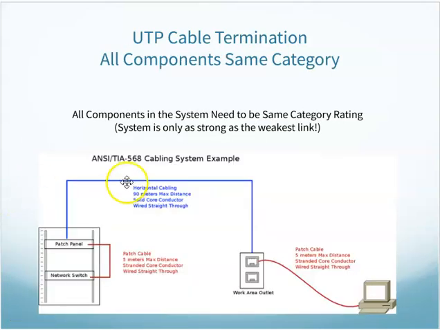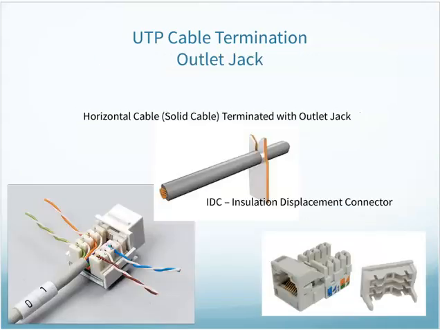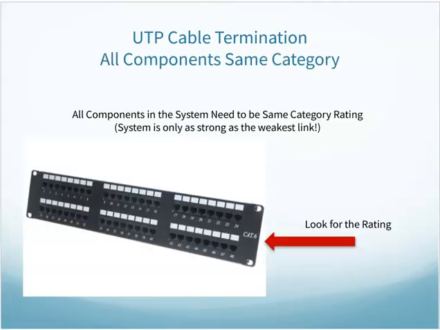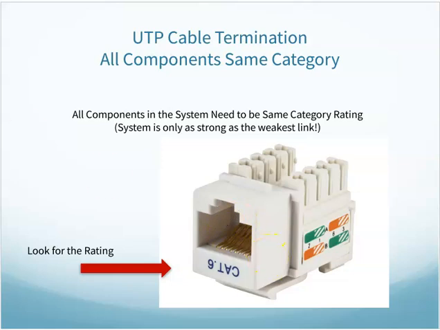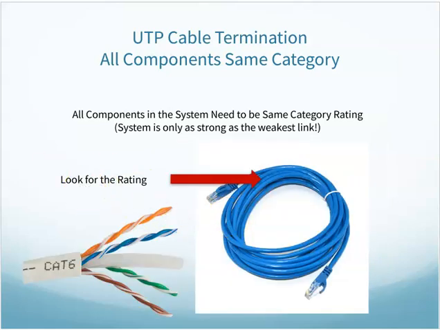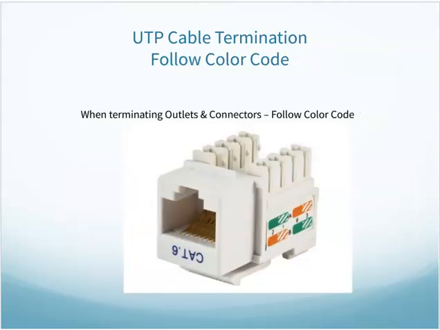On the other end of my horizontal cabling, we have a patch panel. The patch panel itself has that same type of termination on the back. When I punch the wires into it, it has the same type of termination. So again, make sure the rating is the same on all: 6 on the patch panel, 6 on the horizontal cabling, 6 on the outlet jack, 6 on the patch cable, and so forth. All the components should be the same rating, so that it'll function as it's supposed to, up to the performance level that you want.